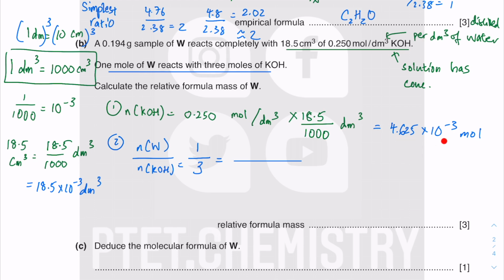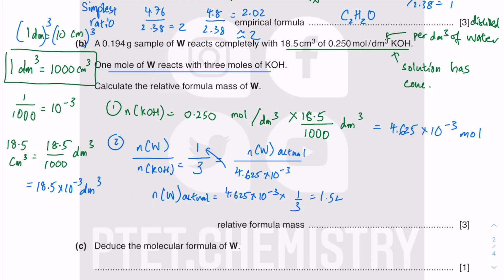This is actual. So the actual mole of KOH, I'll put down at the bottom. So 4.625 times 10 to the minus 3 mole. So this is the actual mole of W. So there you go, you get your actual mole of W. You just bring this up there. This is cross multiply, bring all of this up there. So it's this times 1 over 3. So you get 4.625 times 10 to the minus 3 times 1 over 3, which is essentially that number divided by 3. But that is not our final answer.